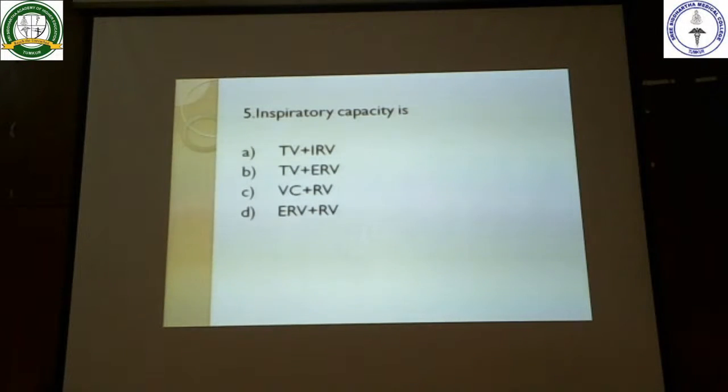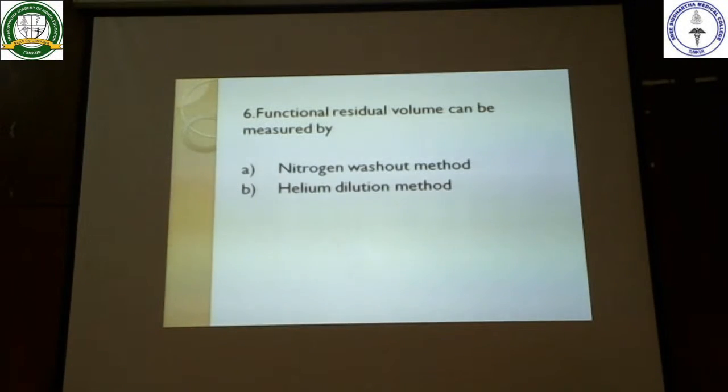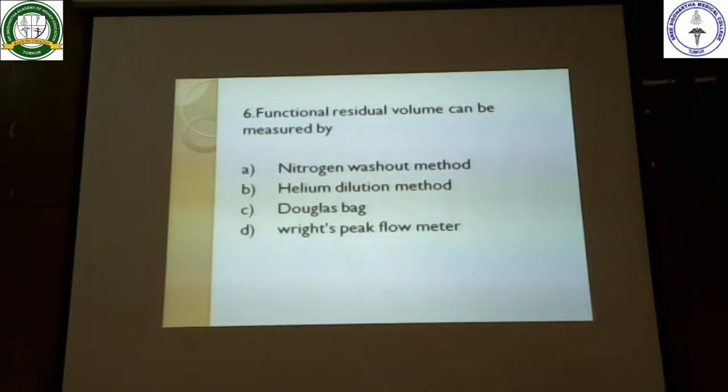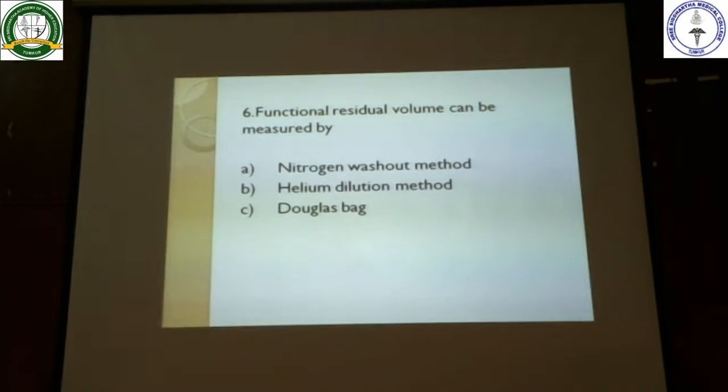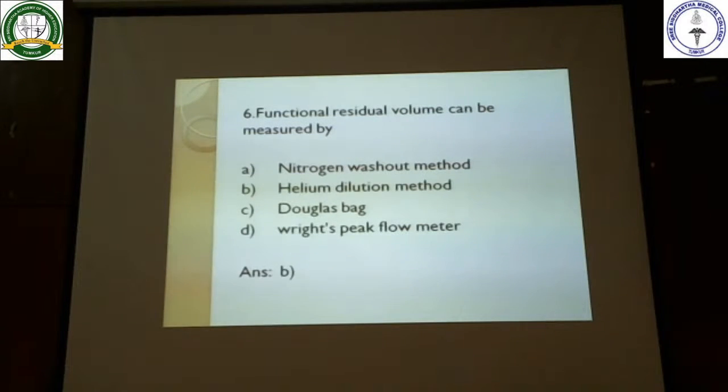So the options are: nitrogen washout method, helium dilution method, Douglas bag, Wright's peak flow meter. Most of the lung volumes and capacities are measured using a spirometer, except the residual volume and the functional residual capacity. These two cannot be measured by spirometer; they are measured by the helium dilution method, whereas the nitrogen washout method is used to measure the dead space. So the answer is the helium dilution method.